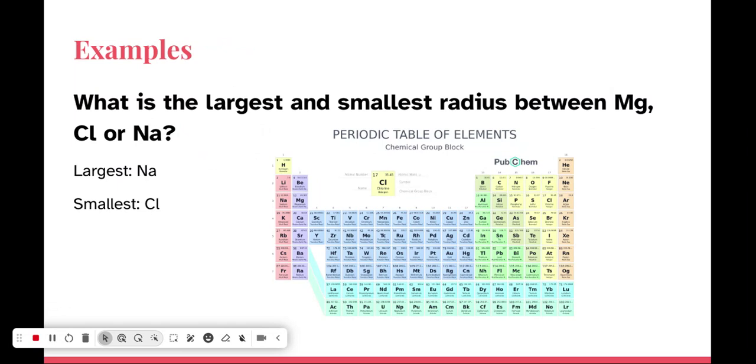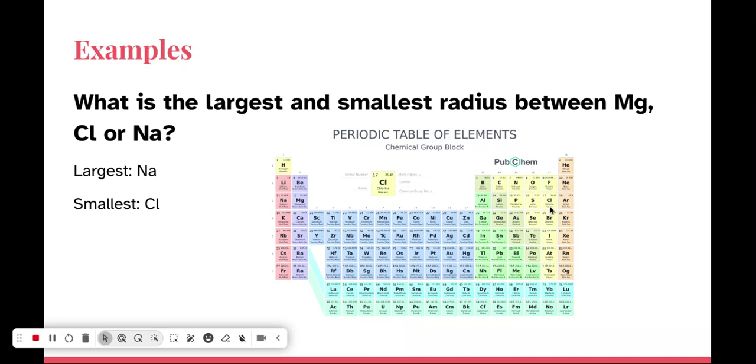Okay, so here's an example. What is the largest and smallest radius between magnesium, chlorine, or sodium? Here, magnesium is shown right here on the periodic table. Chlorine is over here, and sodium is first. Since sodium is in the first group, magnesium is in the second group, and chlorine is in the 17th group, which is farthest to the right.